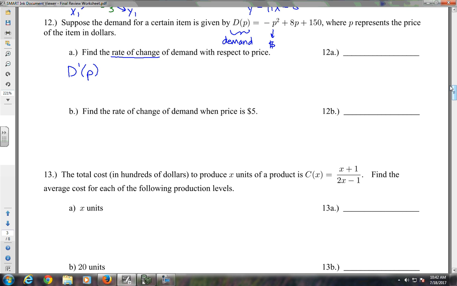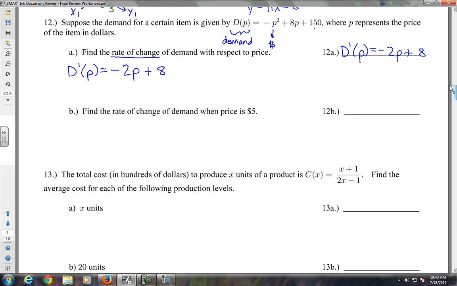We're looking for D prime of P. So I'm going to look at my demand equation. I'm going to differentiate term by term. So the first term is negative P squared. I'm going to copy down that constant coefficient -1, apply the power rule to that first term to get negative 2P. Derivative of the second term, test yourself. What's the derivative of 8P? Did you get 8? And finally, the derivative of 150 is 0. So that's that. See how easy it is if you know what it's asking.